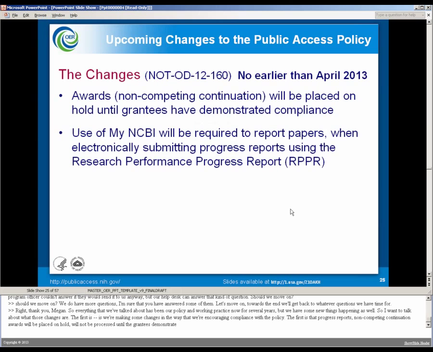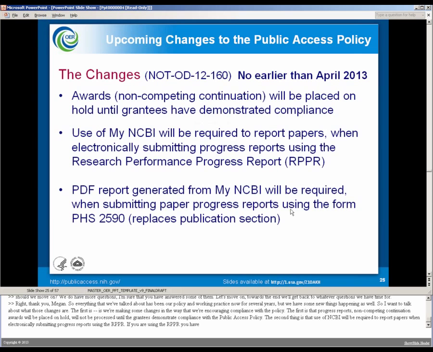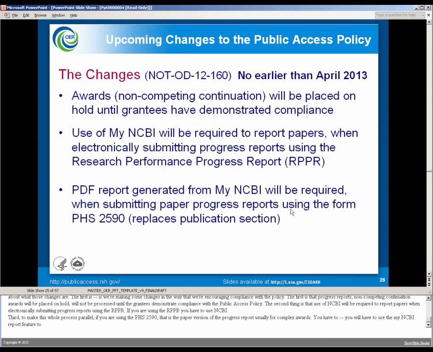The second thing is that use of My NCBI will be required to report papers when electronically submitting progress reports using the RPPR. So if you're using the RPPR, you have to use My NCBI. Third, to make this whole process parallel, if you're using the PHS 2590, that is the paper version of the progress report, usually for complex awards, you will have to use the My NCBI report feature to generate that publication section, and we'll talk about that as well.